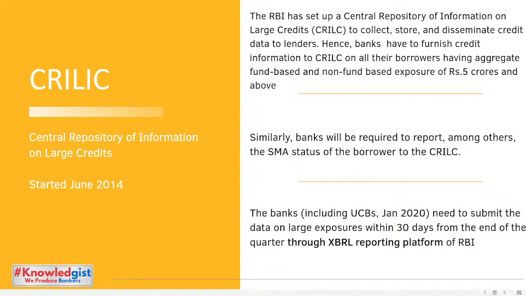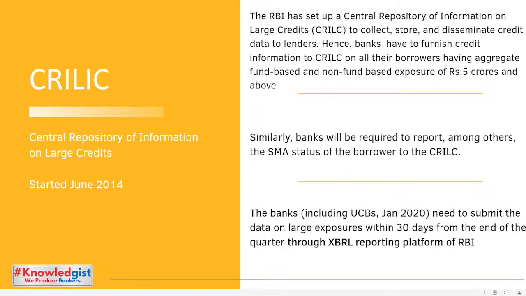Similarly, banks will be required to report, among others, the SMA status of the borrower to the CRILC. Also, the special mention account. What is SMA? You know, before NPA, it comes to SMA 0, SMA 1, SMA 2. So all that SMA data regarding large credit is also fed into the CRILC platform.